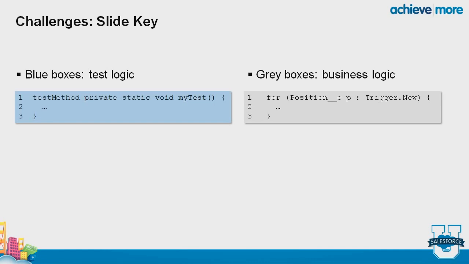So when you get in a project or you get paid to do some work as a consultant, you write code to solve a business need. That code is gray. In order to deploy that gray code, you need to write the blue code. All right? Good. That makes sense.